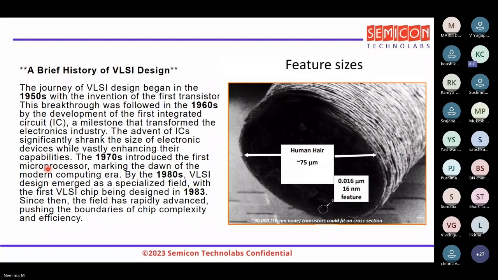It has that thinking capability. That is the difference between microprocessor and microcontroller. Microcontroller is much more advanced than microprocessor, right? Marking the dawn of the modern computing era.